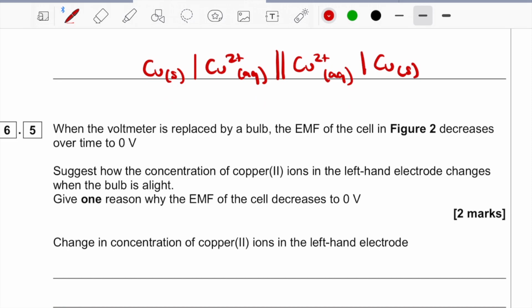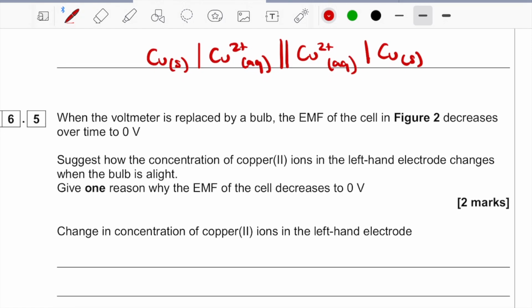Okay, so the next question, it's only 2 marks, but in a sense this is also part of the point why there was a bit more preamble when we started this question. It says, when the voltmeter is replaced by a bulb, the EMF, or the electromotive force of the cell, decreases over time to 0 volts. So essentially the potential difference decreases to 0. Suggest how the concentration of copper 2 ions in the left-hand electrode changes when the bulb is alight. Give one reason why the EMF of the cell decreases to 0. So we've got to give the change and then explain the change.